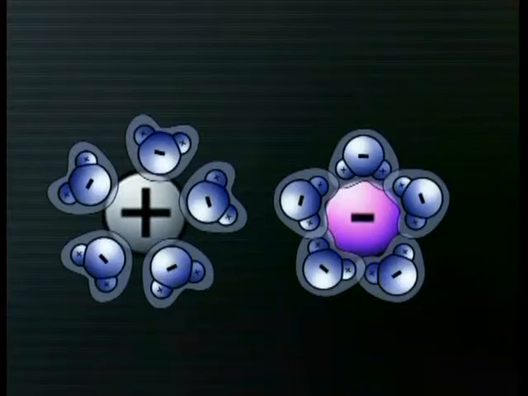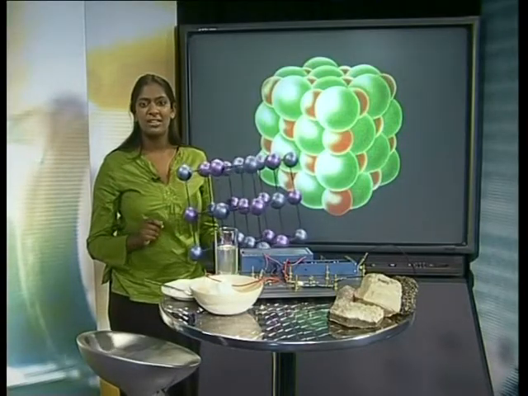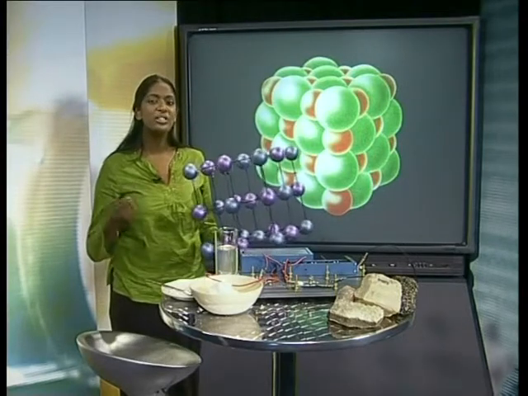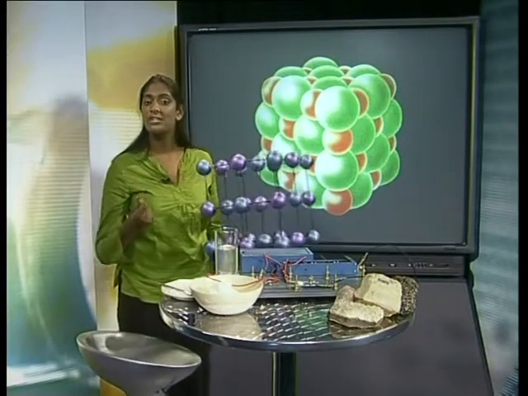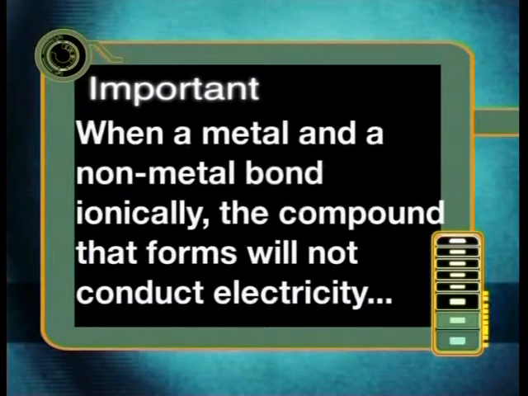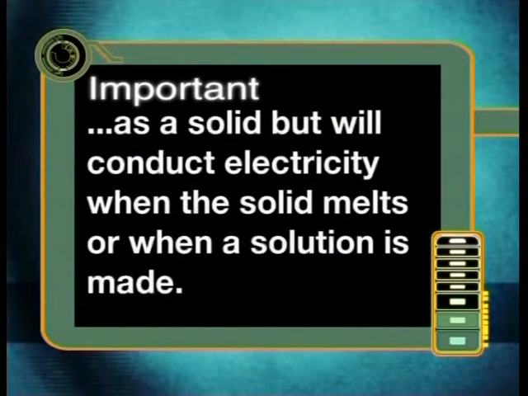conduct electricity. It is important to note that if you heated sodium chloride until the crystal melted, the ions would also be free to move, and this molten form of sodium chloride would conduct electricity. In fact, this is the distinguishing property of all compounds that have an ionic bond. When a metal and a non-metal bond ionically, the compound that forms will not conduct electricity as a solid, but will conduct electricity when the solid melts or when a solution is made.